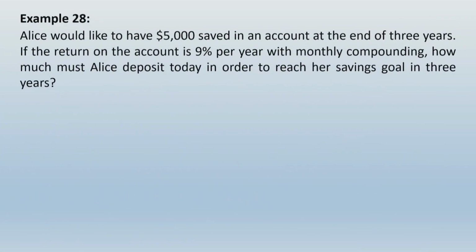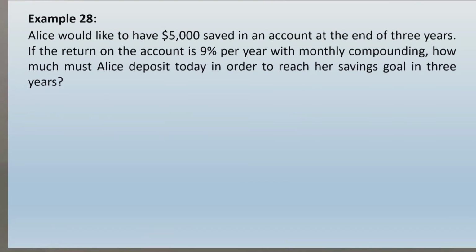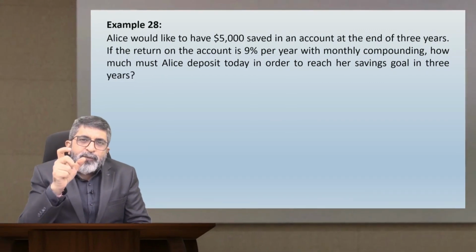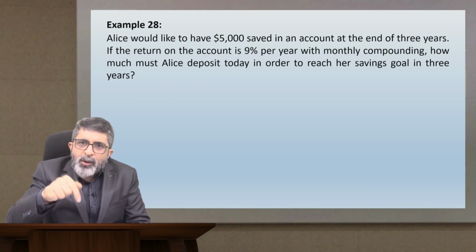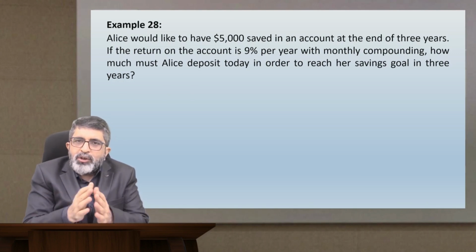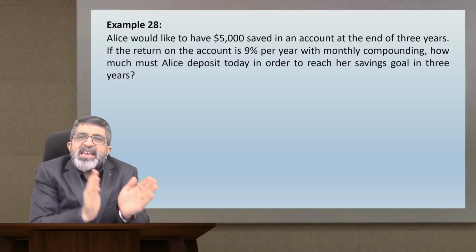That will be example 28. Alice would like to have $5,000 saved in an account at the end of 3 years. If the return on the account is 9% per year with monthly compounding, how much must Alice deposit today in order to reach her savings goal in 3 years? Now, first of all, in this example, what is different? The targeted future value is given to you as $5,000. So the present value, or the amount that you should invest now, is missing. So in your calculation, F is given and P is missing.